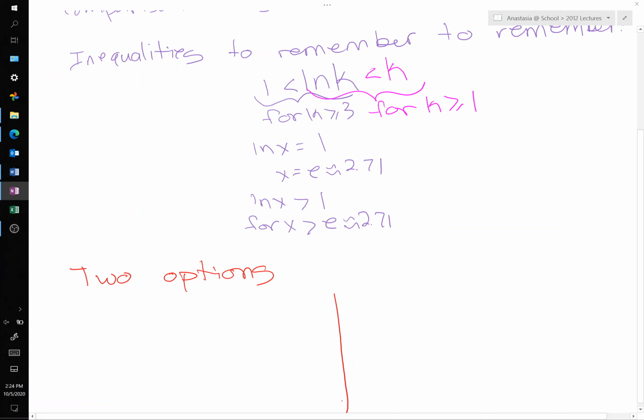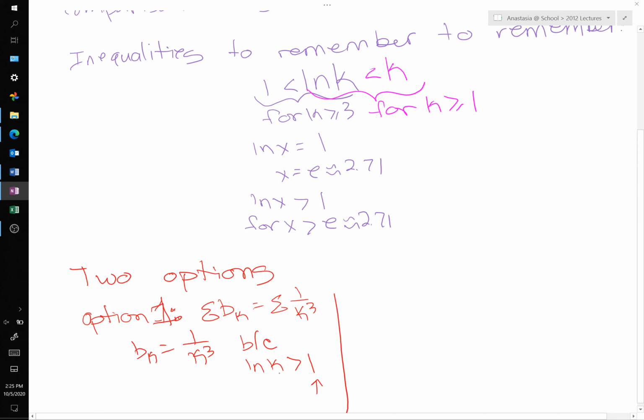So I'm going to compare these left and right in our solution. We have option 1, where our comparison series bk is going to be equal to the series 1 over k cubed. So in other words, bk is equal to 1 over k cubed. And this is because of the fact that the natural log of k is bigger than 1. So I've taken this 1 and substituted it in for the natural log of k in the numerator.